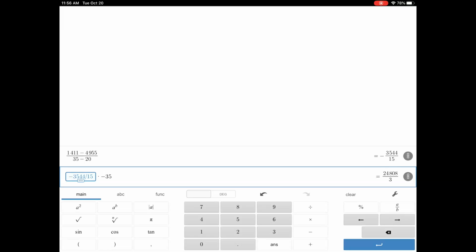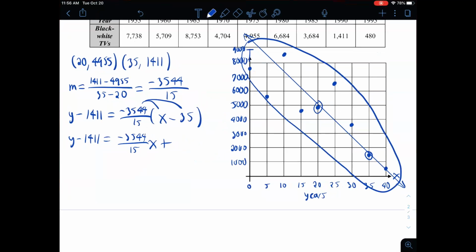Okay? Just get the hang of this. I know it's kind of frustrating. It takes some practice, but this is going to give you exact answers, which are going to be very important, so make sure you know how to get exact answers. Then we're going to add 1411.